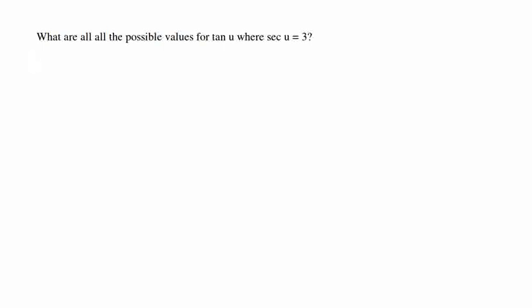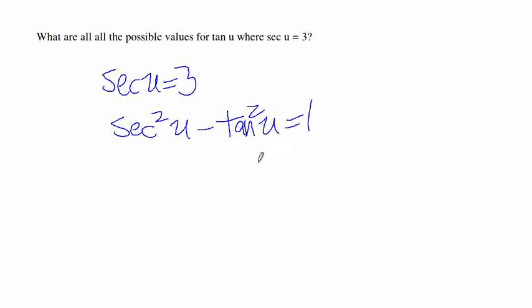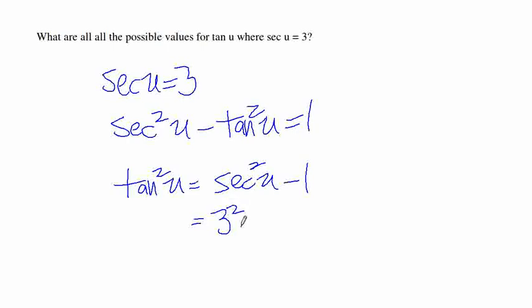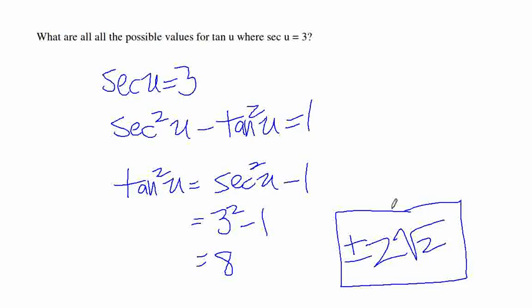Here is one way that one could solve this problem. We know that the secant of u is equal to 3, and we further know that secant squared u minus tangent squared u is equal to 1. So therefore, the tangent squared of u is equal to the secant squared of u minus 1. So the tangent squared of u is equal to 3 squared minus 1. And the tangent squared of u is therefore equal to 8. And that implies that the tangent must be equal to plus or minus the square root of 8, or plus or minus 2 root 2. Those are the possible values for the tangent of u.